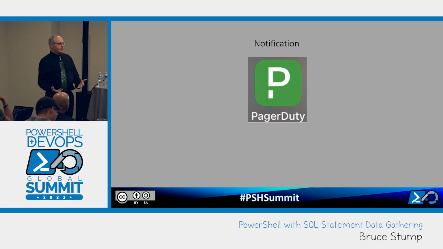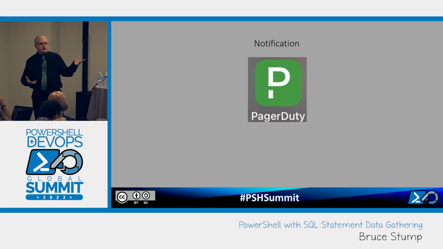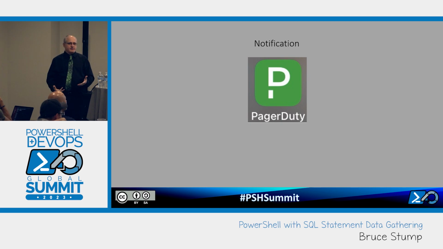With PagerDuty, we get push notifications because we have an app on our phone. Basically it sends an email to PagerDuty when there's an alert, and PagerDuty sends us a push notification. There are different ways it can alert us. It can send us a push notification. It can call us on the phone. It can send us a text. It can send us an email. There's a lot of different things it can do.